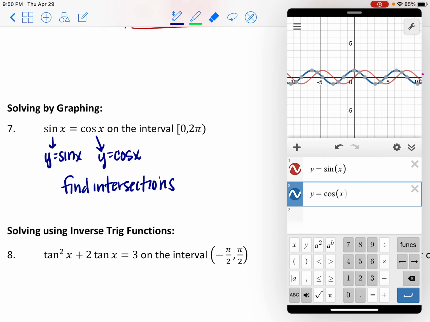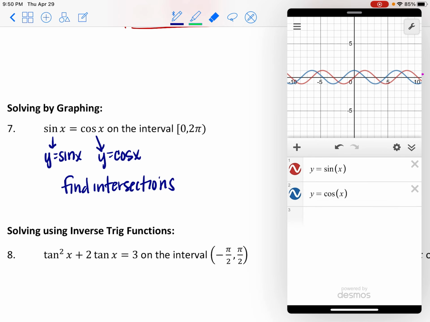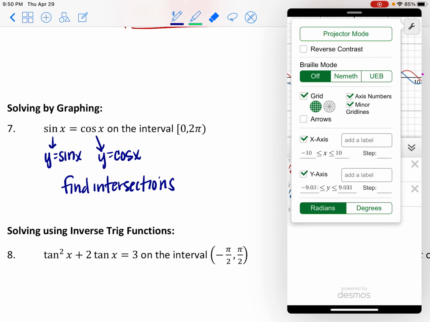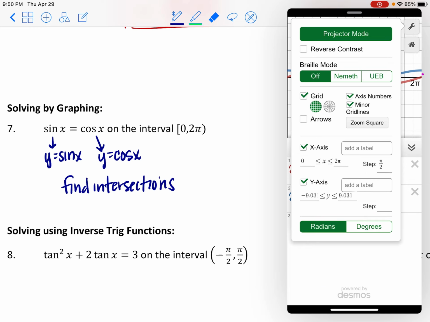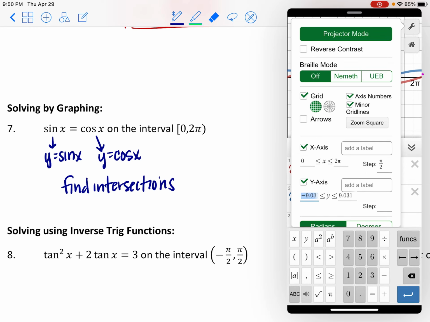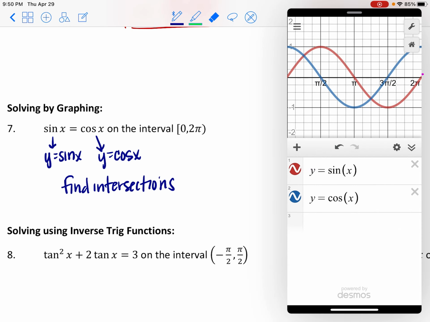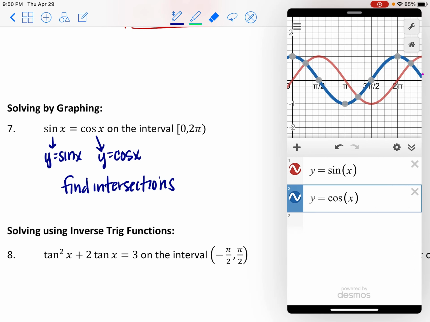Okay, so here, let me just go ahead and fix my window just so I know I'm looking in the right spot. I want to look at just 0 to 2 pi, and let me just go by pi over 2 because that's pretty standard. And then negative 2 to 2 is going to give me enough of my picture here. So here's my graph basically from 0 to 2 pi.